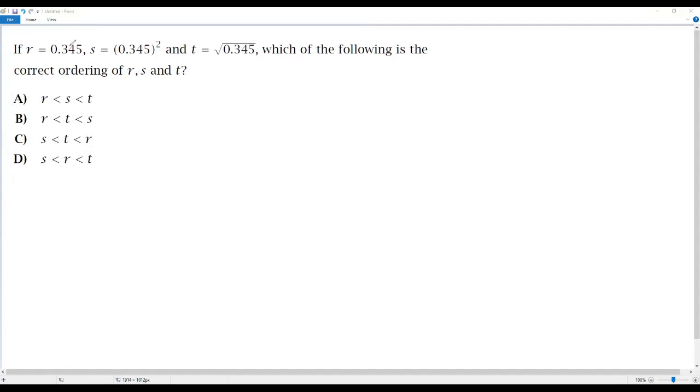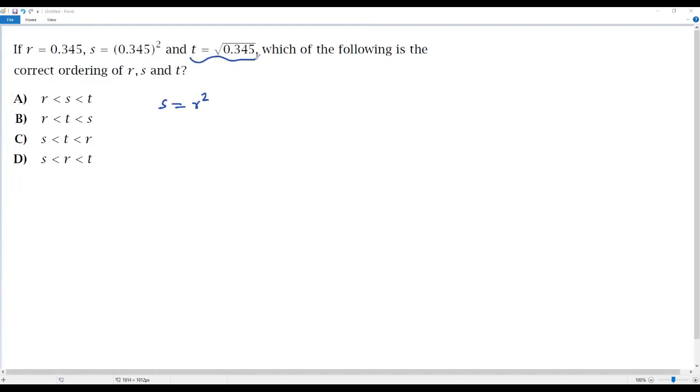If r equals 0.345, s equals 0.345 squared, and t equals the square root of 0.345, which of the following is the correct ordering of r, s, and t? Okay, here we have the value of r, that is 0.345. Let's consider this one. Here we have 0.345 squared. Since this is the value of r, we can plug in r for this one. Then we have s equals r squared.